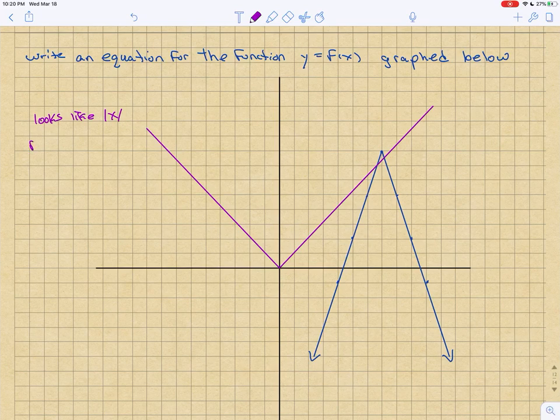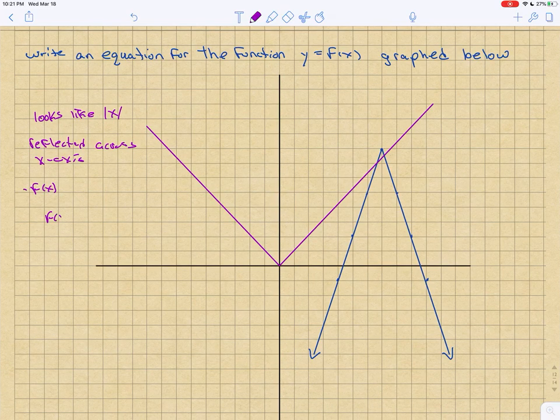So if I look, it looks like it was reflected across the x-axis, which means f of x looks like this. So my new function, f of x, is equal to the opposite of the absolute value of x. So I took care of that problem.